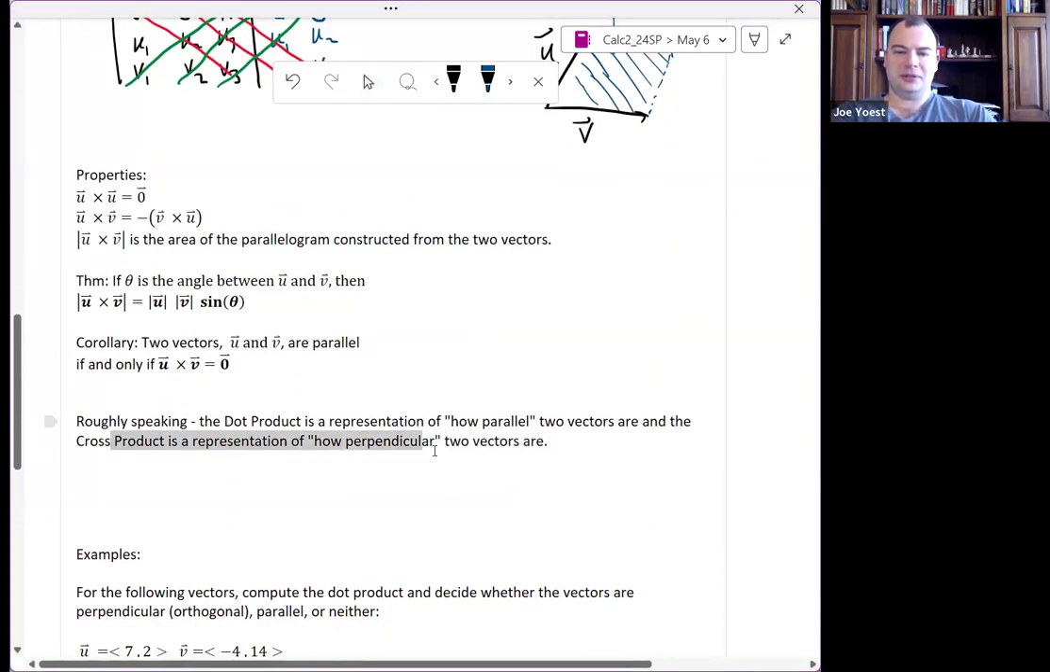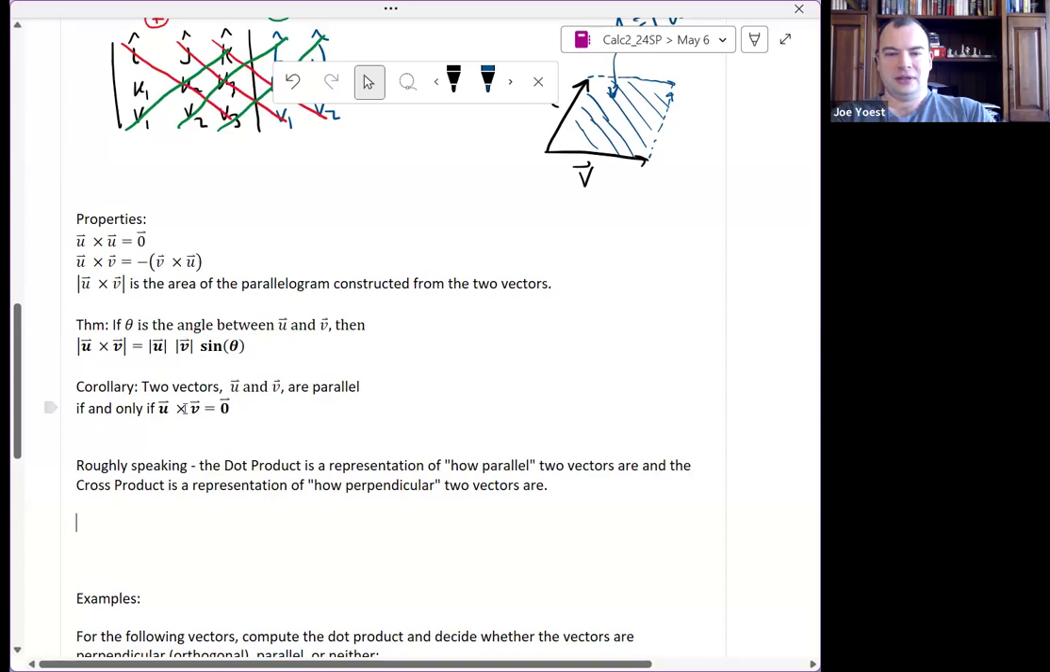And the cross product is, in a rough sense, a representation of how perpendicular two vectors are. If the vectors are parallel, as non-perpendicular as you can get, their cross product is going to be zero. The zero vector, or the length of the cross product, is zero. For perpendicular vectors that meet at 90-degree angles, that's when the sine of theta is one. That's when the magnitude of the cross product is maximized, as large as it gets.